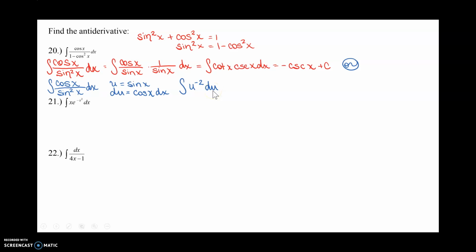And now you can go ahead and do your antiderivative. So if we add 1 to that, it would be negative 1. So I would have u to the negative 1 divided by negative 1. And so negative u to the negative 1, we replace the u with the sine x. And sine to the negative 1 is just cosecant. So either way, you're going to get the same answer with that. And that was where we stopped. We did not go any further with those problems.